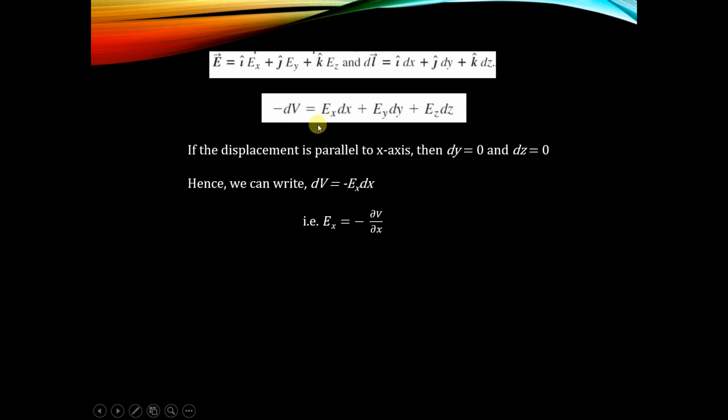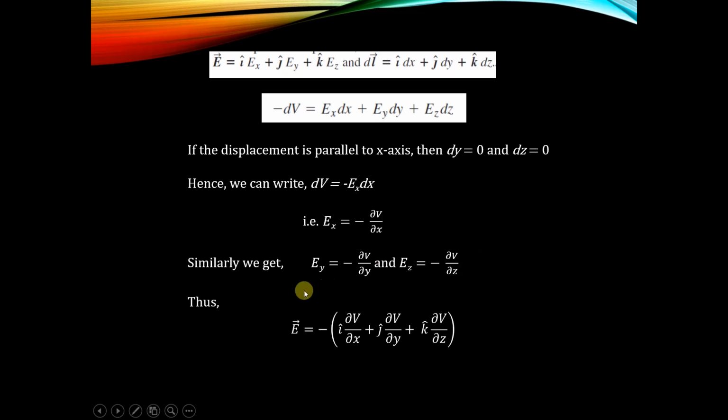Suppose the displacement is parallel to the x-axis, then we can consider that there is no change in y and z. So if we consider y and z as constant, then I can write minus dV is equal to Ex dx, or dV is equal to minus Ex dx, or hence Ex can be written as minus dou V by dou x, where we have considered y and z to be constant. In a similar way, we can say Ey is minus dou V by dou y, and Ez is minus dou V by dou z.